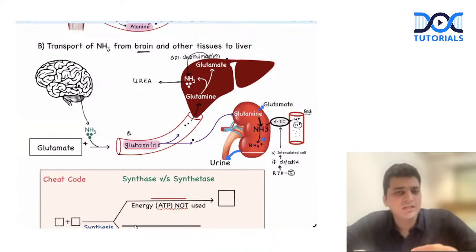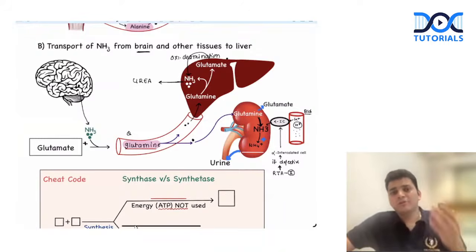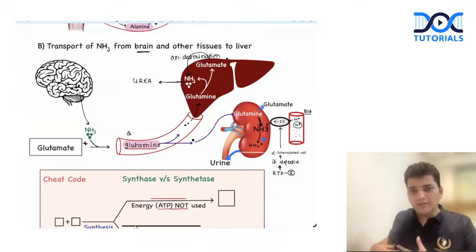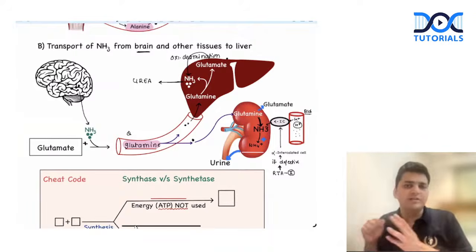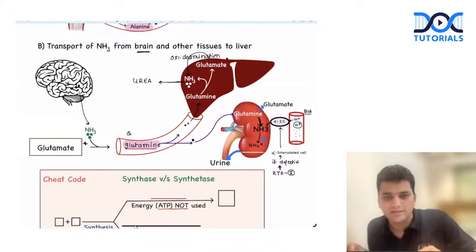Then step number 3, the transport of ammonia. From the muscle, the transporter is alanine. From most of the other tissues, it is glutamine. Now coming to step number 4, because now the liver is loaded with ammonia, we will run the urea cycle and convert this ammonia into urea. That is going to be the last step.